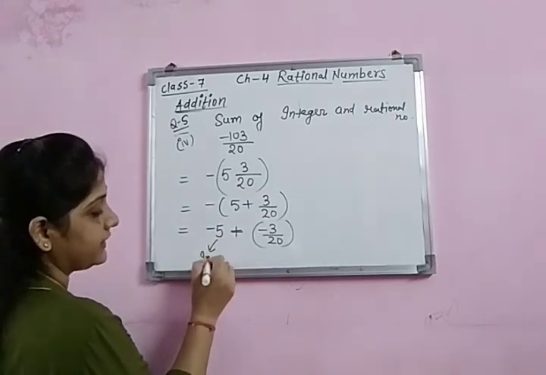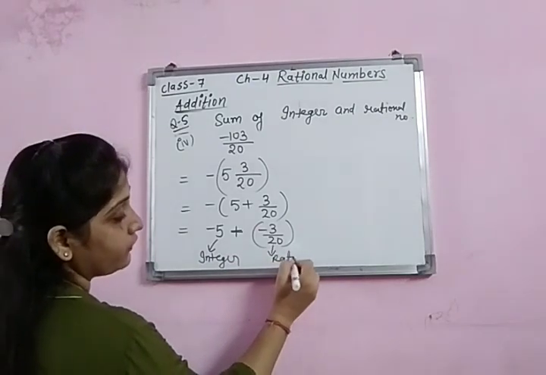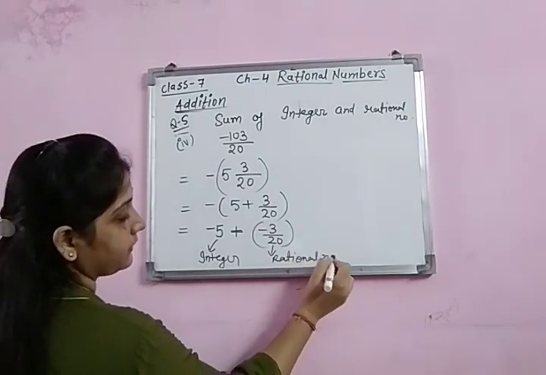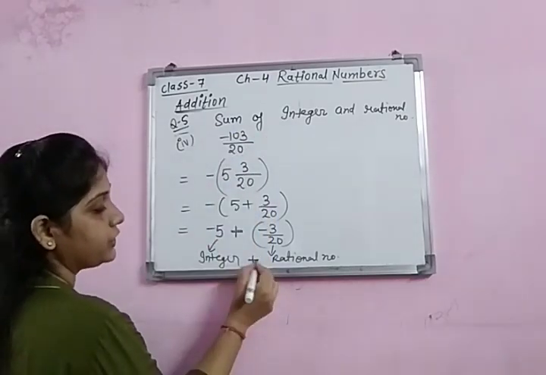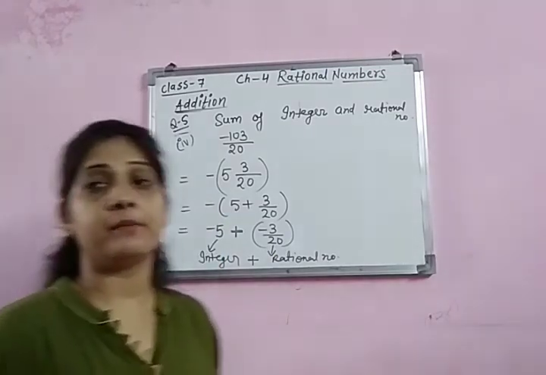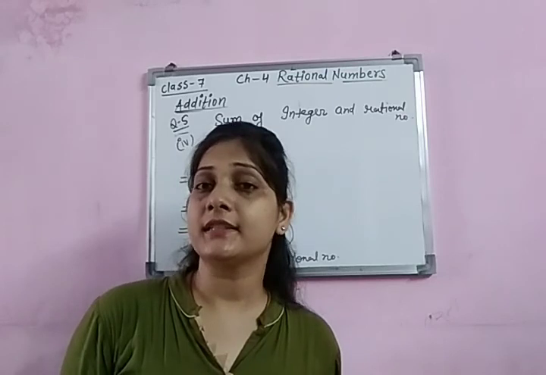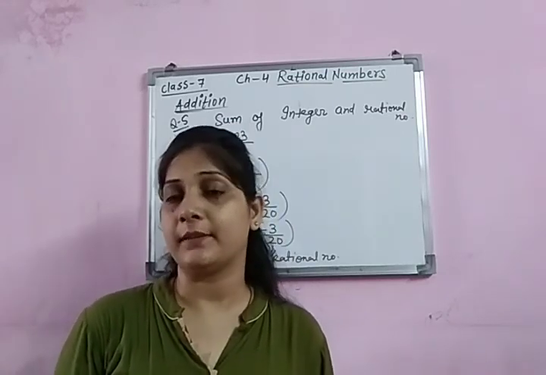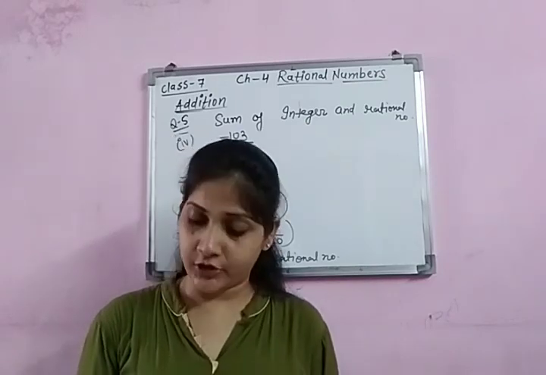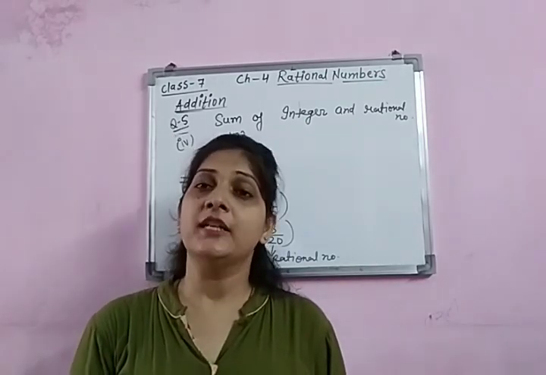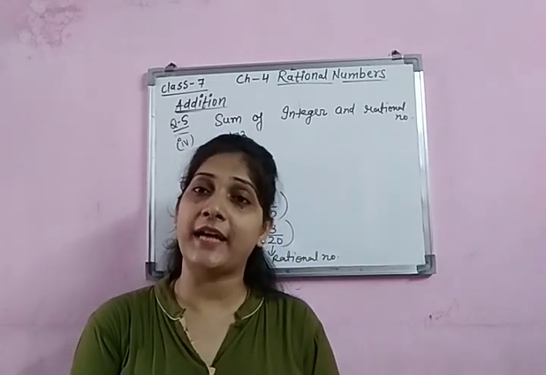So this is an integer. Negative 5 is an integer. And this is a rational number, a negative rational number. And between them there is a plus. So I have written the sum, the addition of an integer and a rational number. So if any rational number is given, we can write it as the sum of an integer and a rational number. So with this, exercise 4C is completed. There are a total of questions 1 to 5. Do a lot of practice. Whatever questions are given in the worksheet, go through them. Thank you.